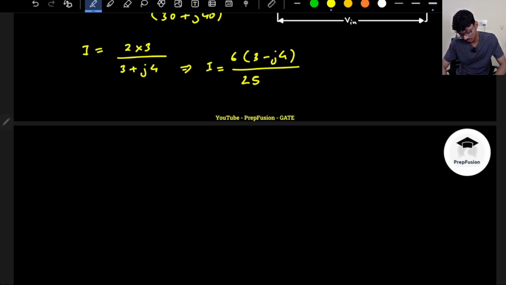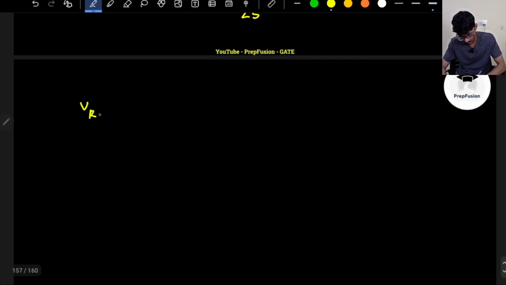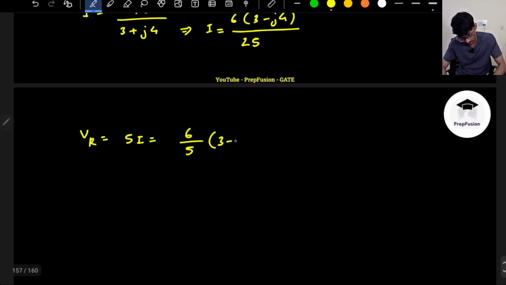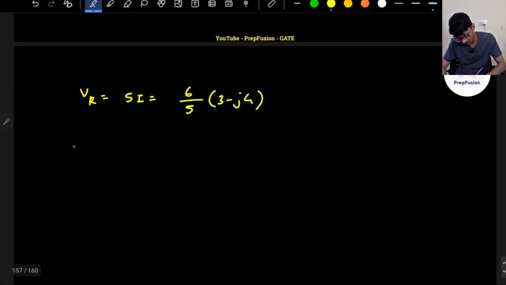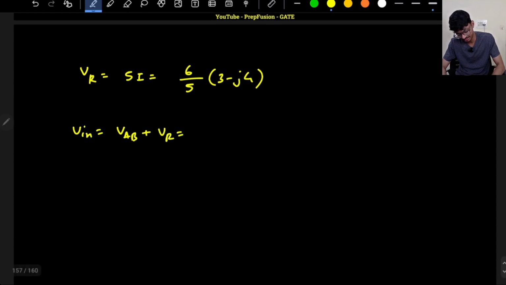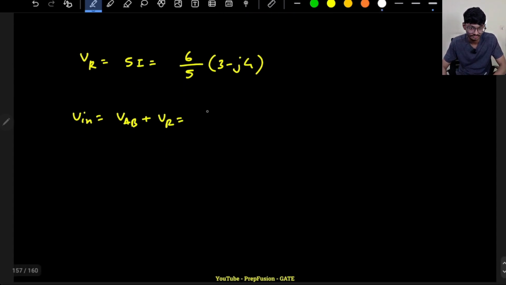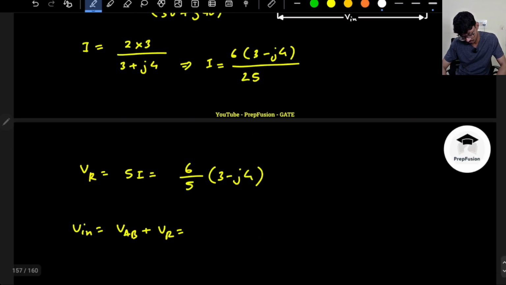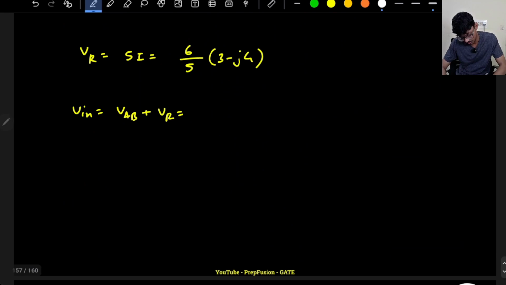Now what is the voltage across the resistor? It will be 5 times I. So this will come out to be 6 by 5 into 3 minus J4. Now my V in will be VAB plus VR, same formula, I have just used the current division rule, that's it. That is the only difference, everything else is the same. What have they asked? They have asked to find the voltage. So you can easily calculate now.